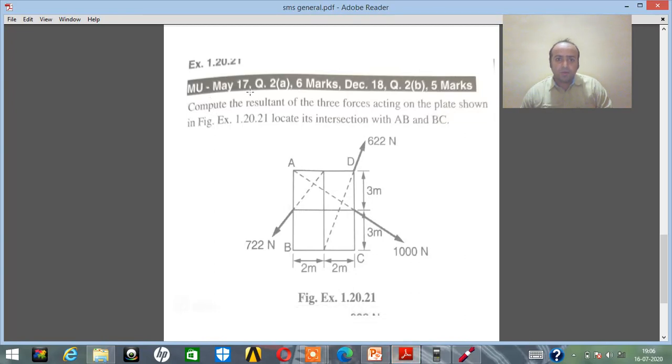It's a question asked in May 2017, question number 2A for 6 marks, December 18, 2B for 5 marks. Compute the resultant of the three forces acting on the plate shown in figure. Locate its intersection with AB and BC.